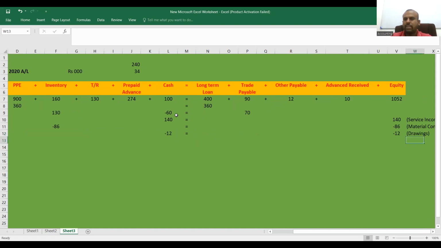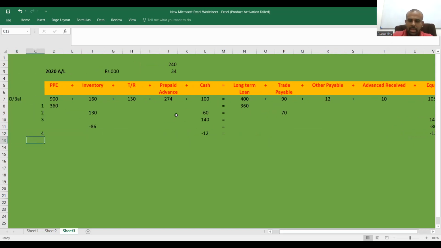Is drawings an expense? No, drawings is not an expense because that's a direct involvement of the owner, right? If you remember the definition of expenses under the conceptual framework, you will clearly identify that there's a direct involvement of the owner. Drawings cannot be considered as an expense.